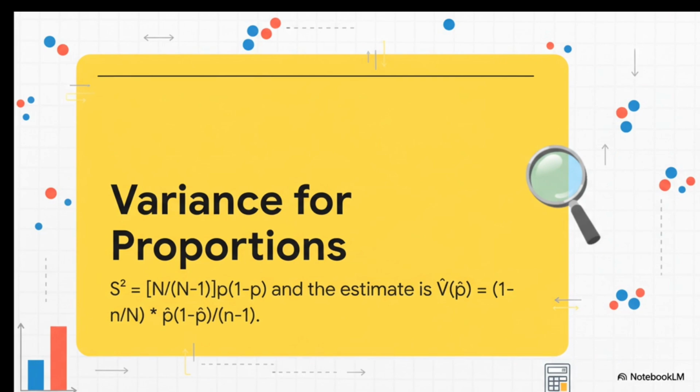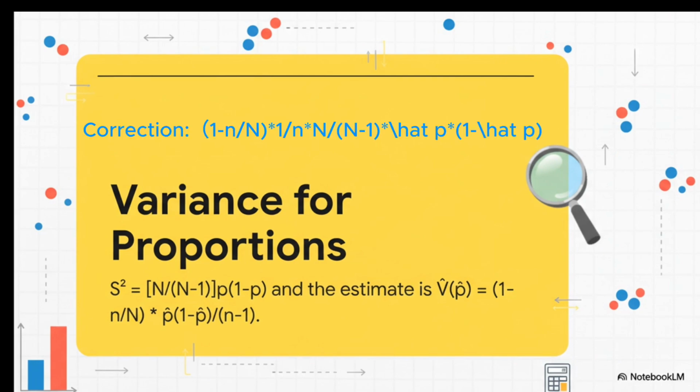And you can see here how nicely our general formulas simplify when we're dealing with proportions. The population variance, s squared, just becomes this neat little expression involving p times 1 minus p. And that, in turn, makes our formula for the estimated variance of our sample proportion much, much cleaner to calculate.